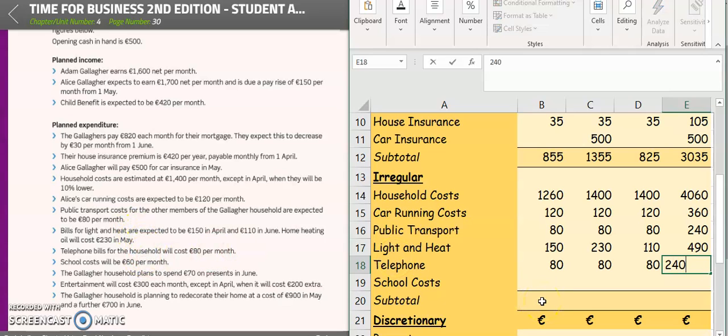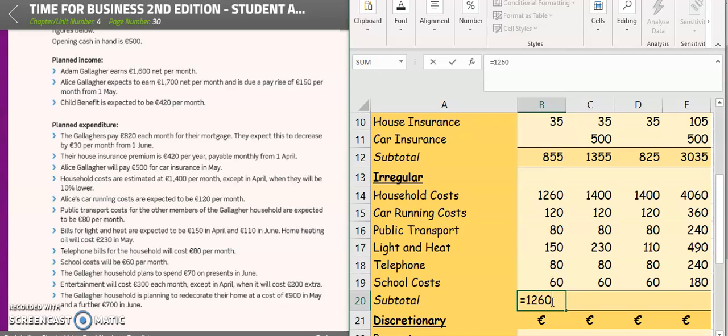That's going to be 240. And then school will be 60 per month. So it's going to be 180. So 360s are 180. So the next thing to do is get the total going down. So the total for June, April, and May. So you're going to add these up.